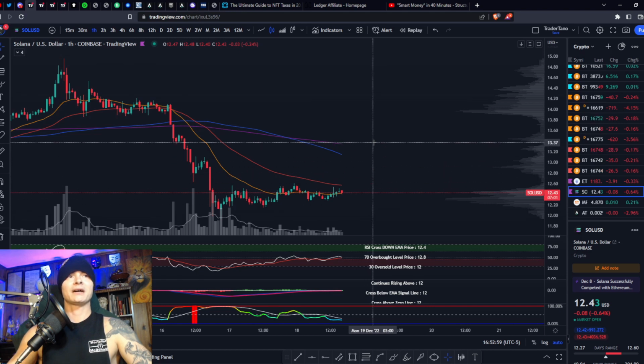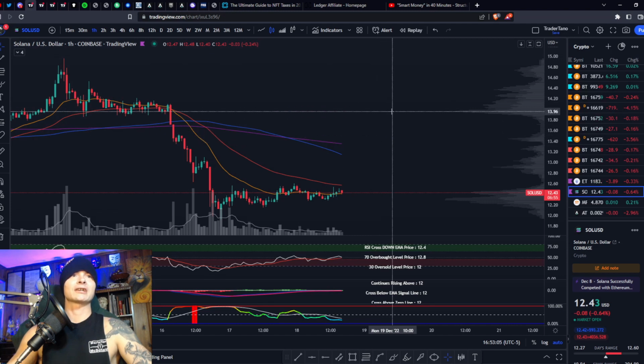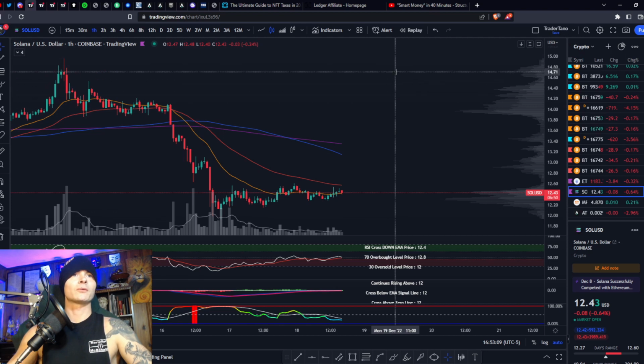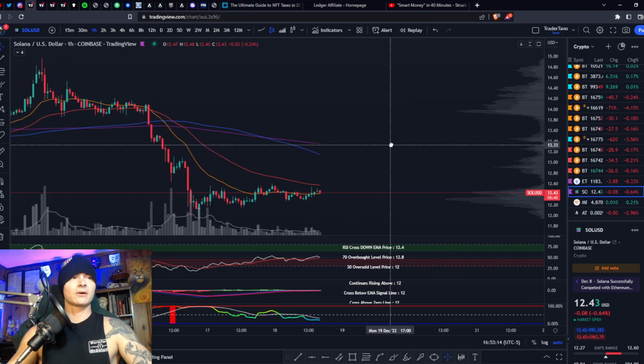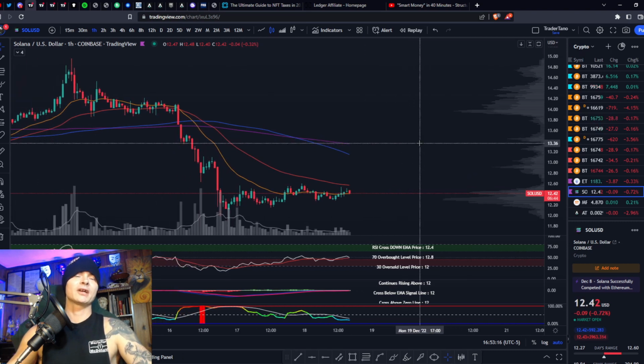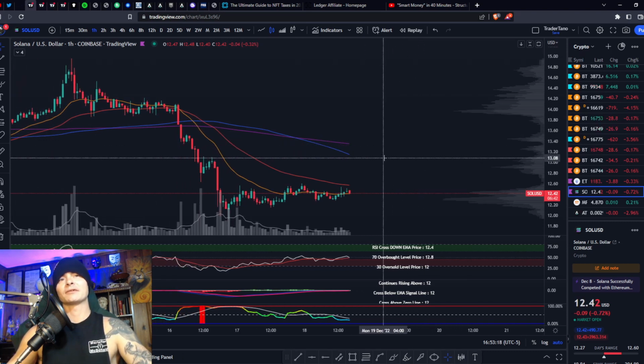If you can get above 1335, I would expect a minor rejection from the $14 level. Ultimately, I think you'd work your way back up to 1475.